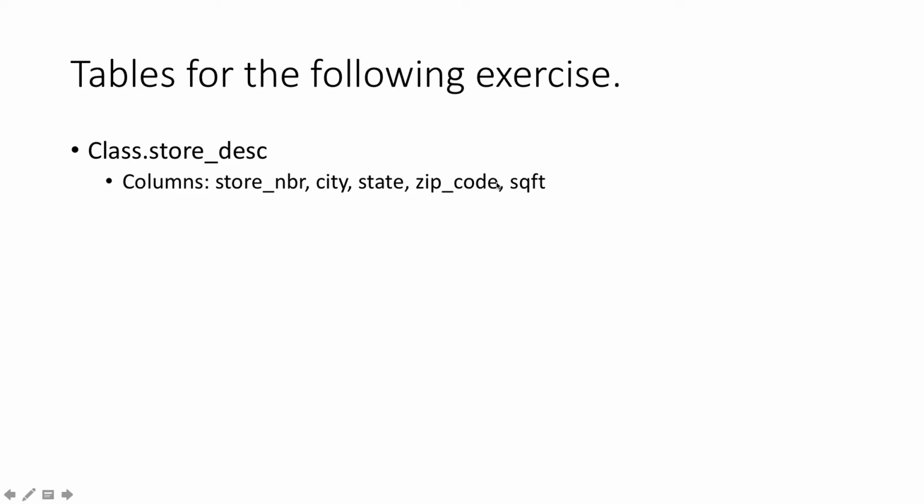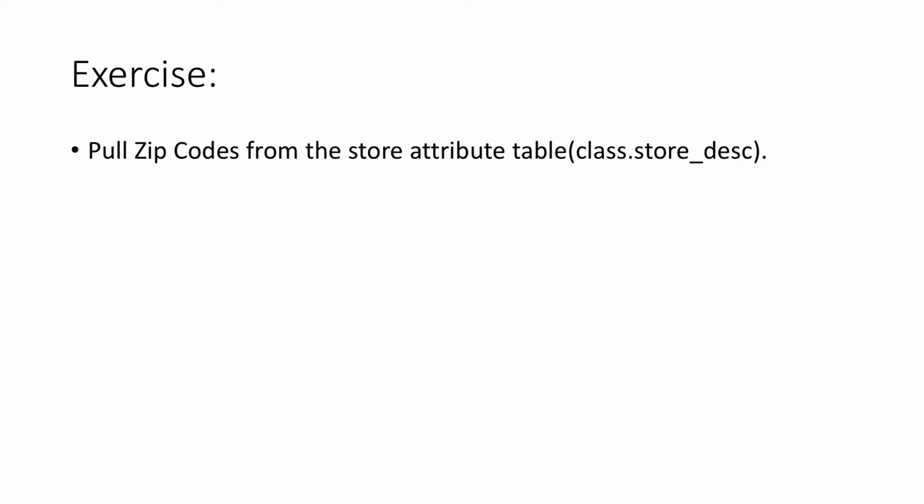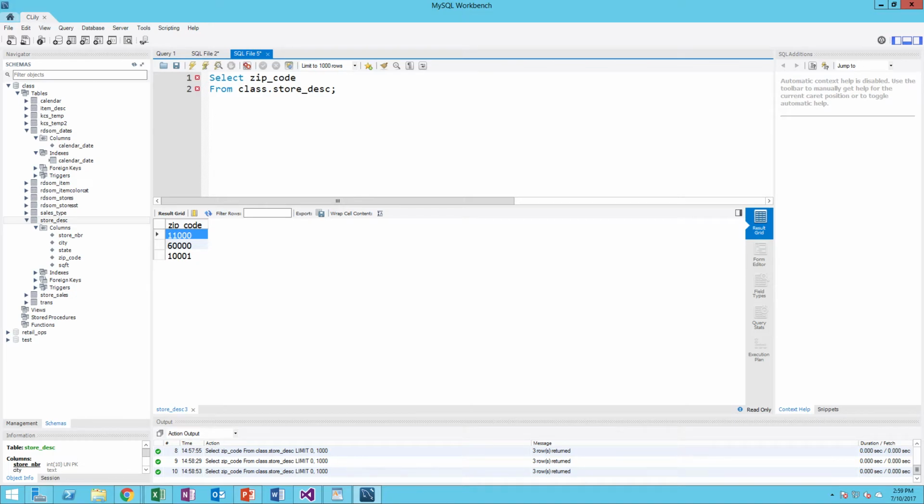And so this is going to be an exercise, and it's going to come from the store desk table. This is the table for the exercise, and here is the exercise. We want to pull a list of zip codes from the store attribute table. So I'll open my interface, and I'm using MySQL for this. Here's the SQL. I'm selecting zip code from the store desk table, and this is what's returned. The zip code header and a list of zip codes.